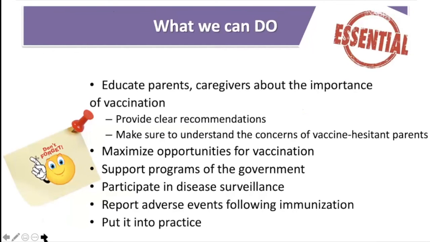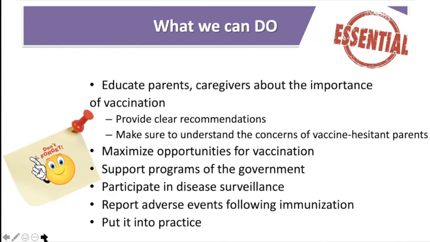What we can do, we have to continue educating our parents, our caregivers, and tell them about the importance of vaccination, correcting their misconception, and reassure them that vaccines are effective and safe. Provide them with clear recommendations. You also have to listen to them, make them understand the consequences if their children are not vaccinated. You also have to understand their concerns or why they're hesitant of having their children vaccinated.